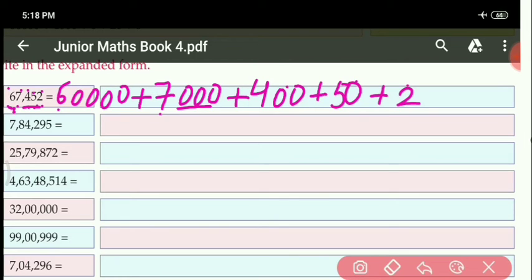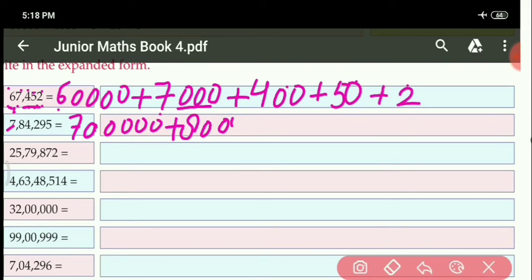Now the next part is 7,84,295. We know very well 7 is given at lakh place. So in lakh place how many 0s will be? 5 zeros. 7 after 5 zeros will be 7,00,000. Okay, plus then after that 8 is given, 8 after it, 80,000 will be.